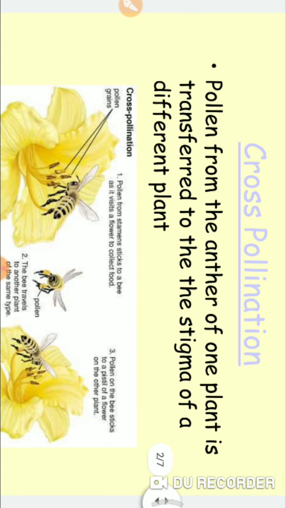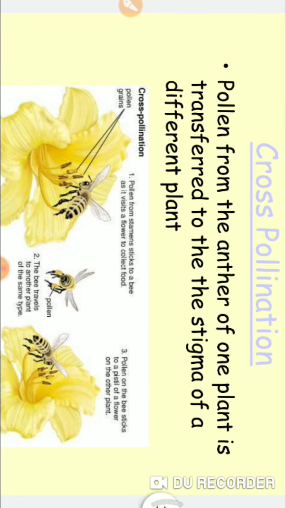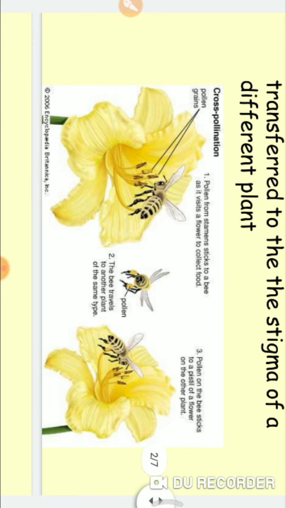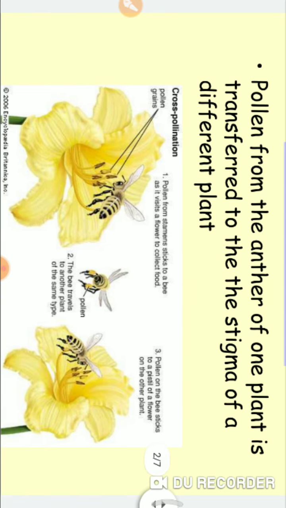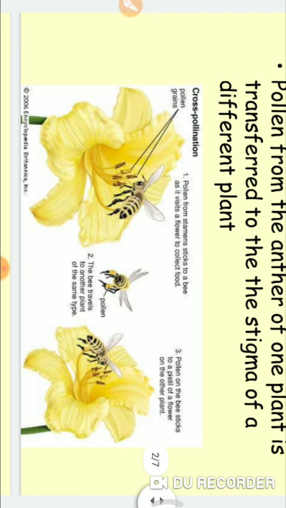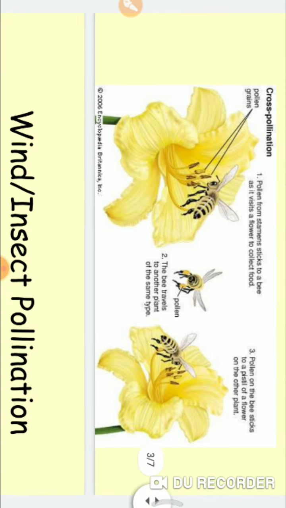Cross-pollination means the transfer of pollen grains from one flower to the stigma of another flower of a different plant of the same species. If you see the cross-pollination here, the pollens from the stamens stick to the visitors. Here, the visitor is the honeybee. The pollen grains stick to its legs, and when it travels to the flower of another plant, it will dust the pollen grains on the stigma.